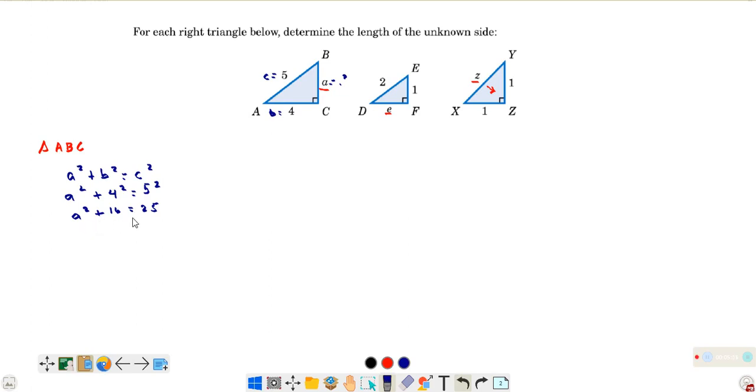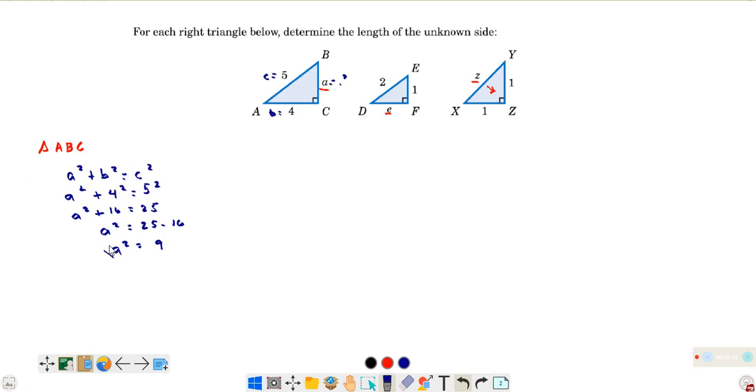So we have to use the addition property of equality. 16 must be subtracted on both sides. We have A squared is equal to 25 minus 16, and 25 minus 16 is 9. So we have A squared is equal to 9.